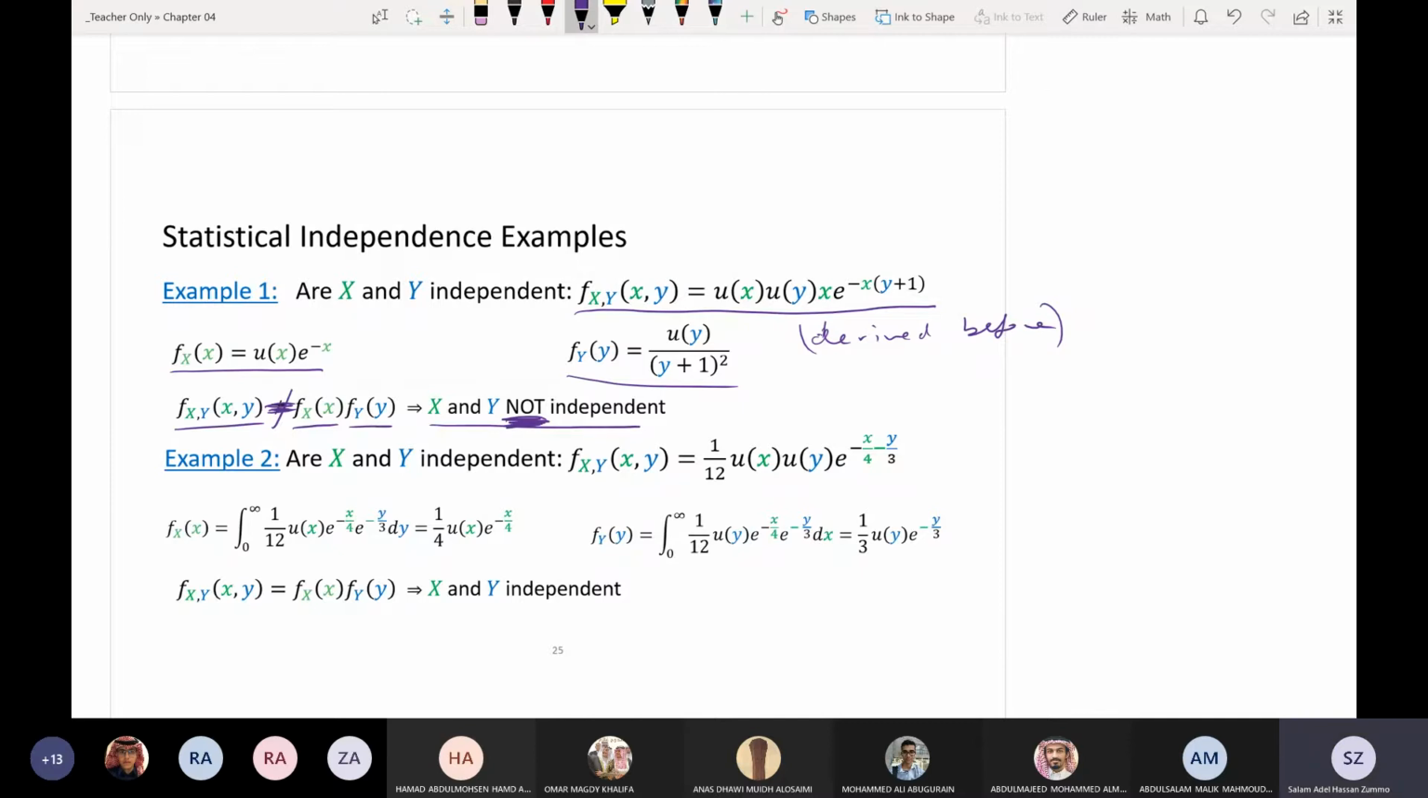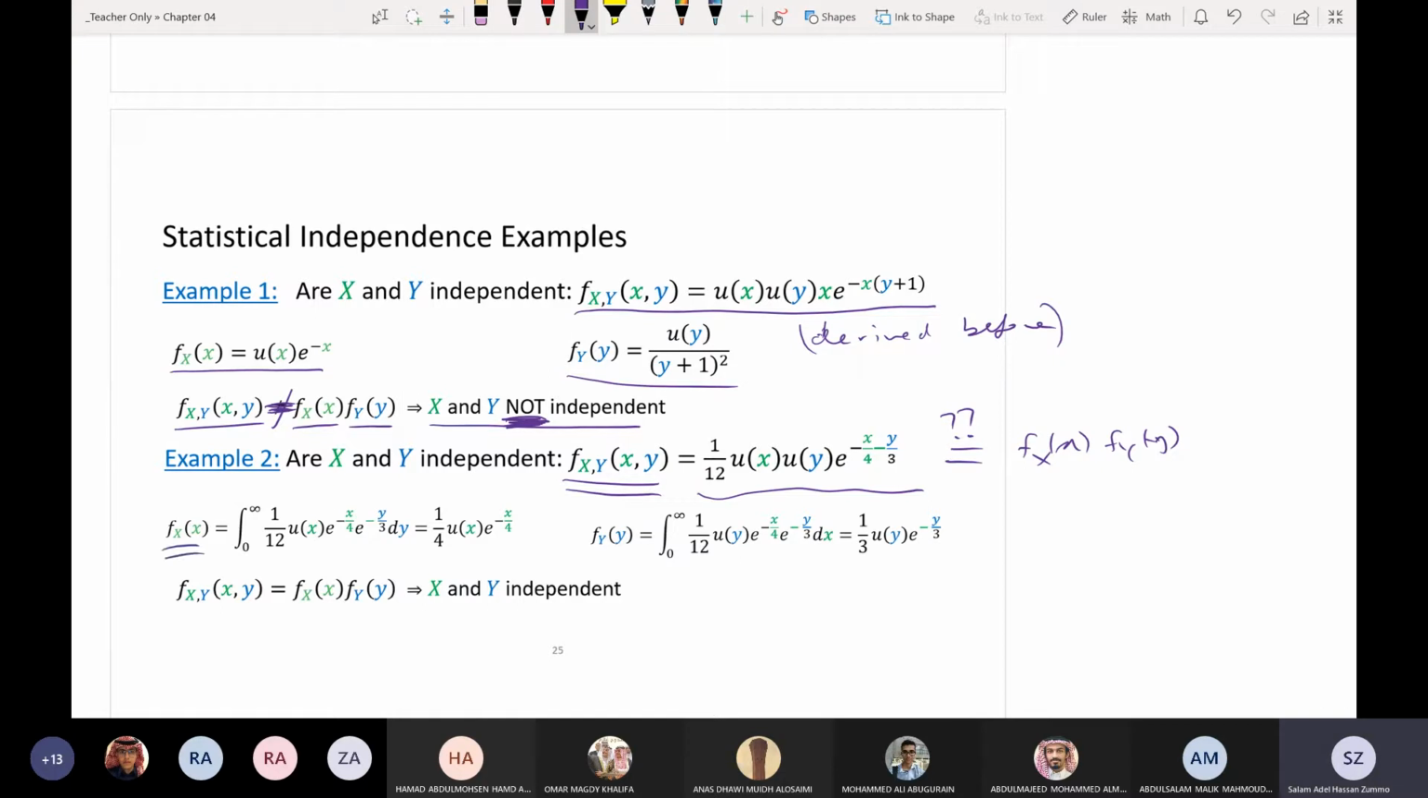Okay, question, another example, where he's giving you the joint PDF as this function. It's an exponential, e to minus x over 4 minus y over 3, u(x) u(y). Now, in order to check whether they are independent or not, simply we need to see whether this is equal or not to fx of x, fy of y. Okay? In order to do this, let's see.